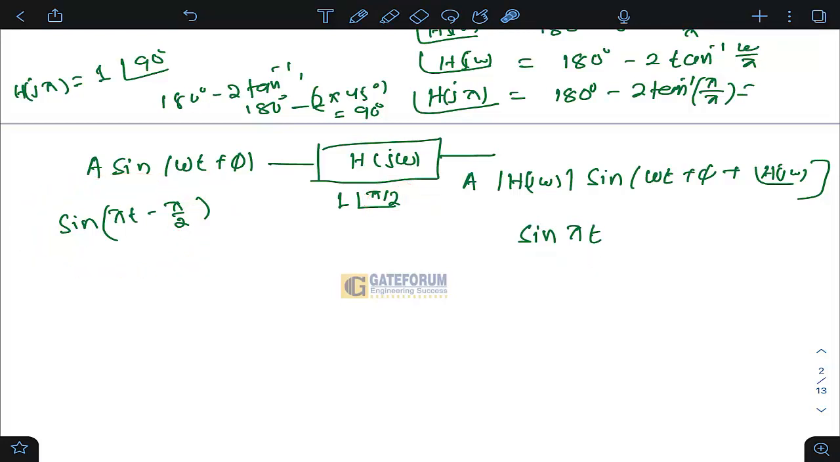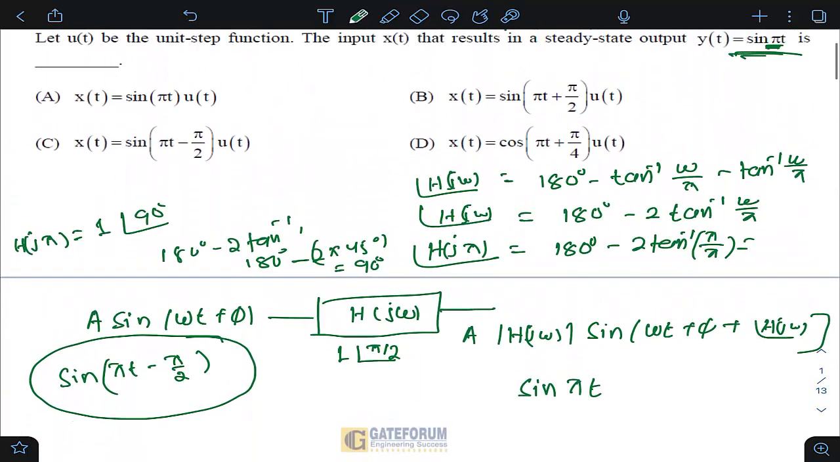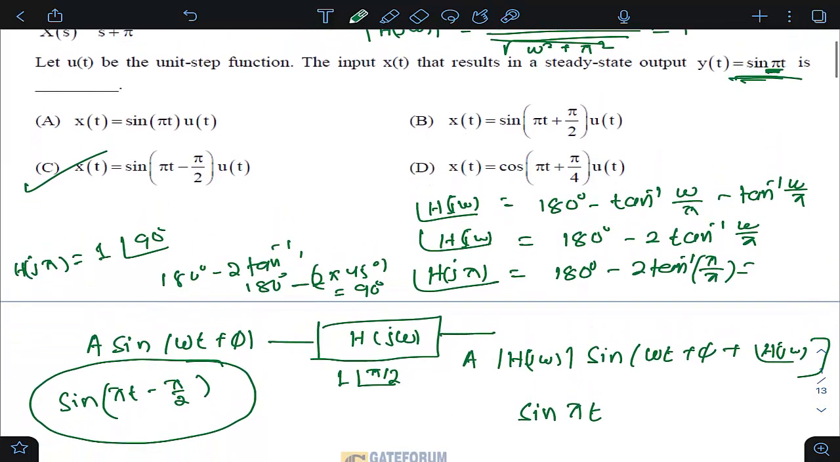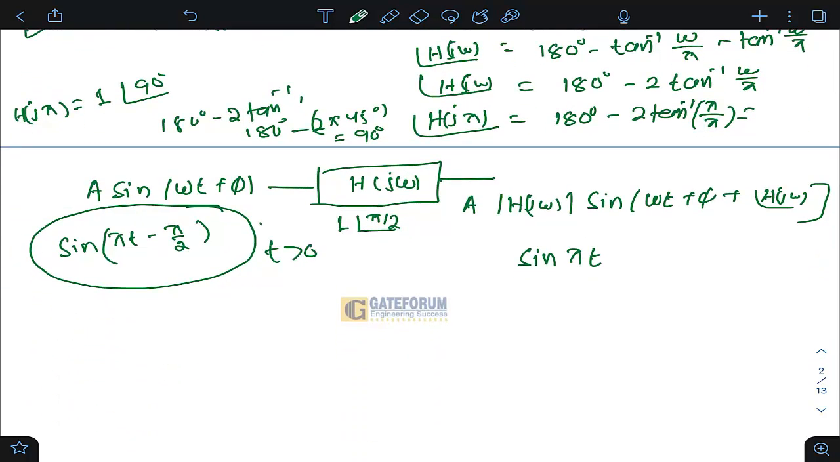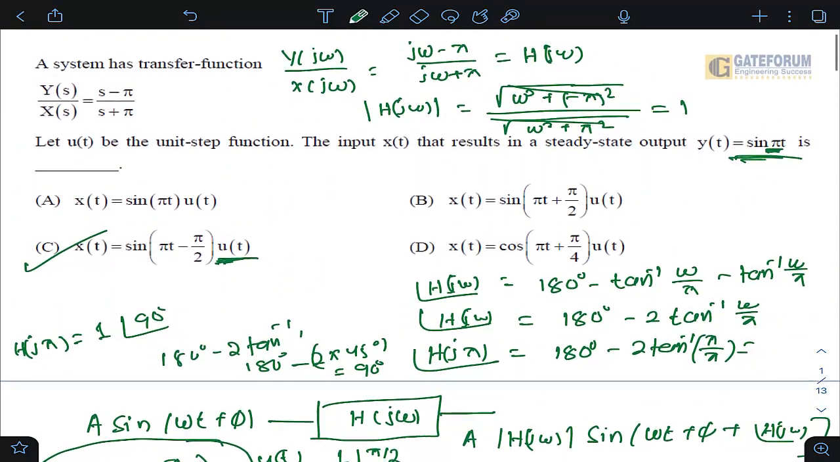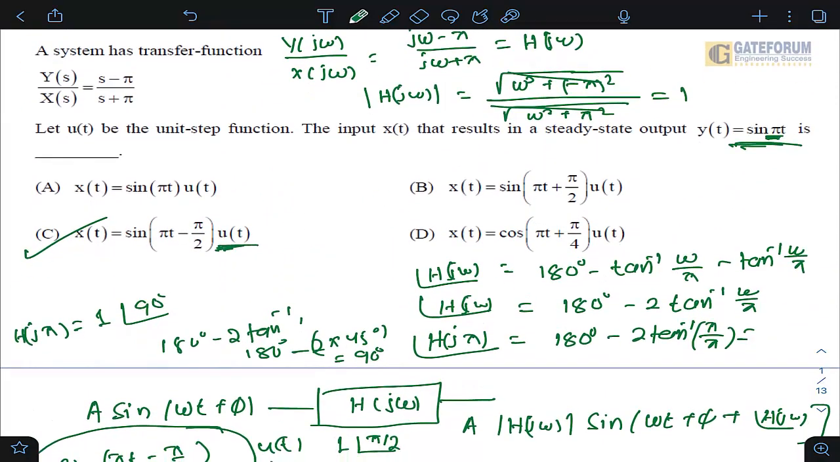And the magnitude is 1 here and 1 there, so 1 into 1 is 1. Naturally this should be your answer: sine pi t minus pi by 2. That is option C, the right answer. Because all of this is happening for t greater than 0, u of t is attached here. You can write that this is applicable for t greater than 0, or multiply by u of t, just to indicate that this data is for t greater than 0.